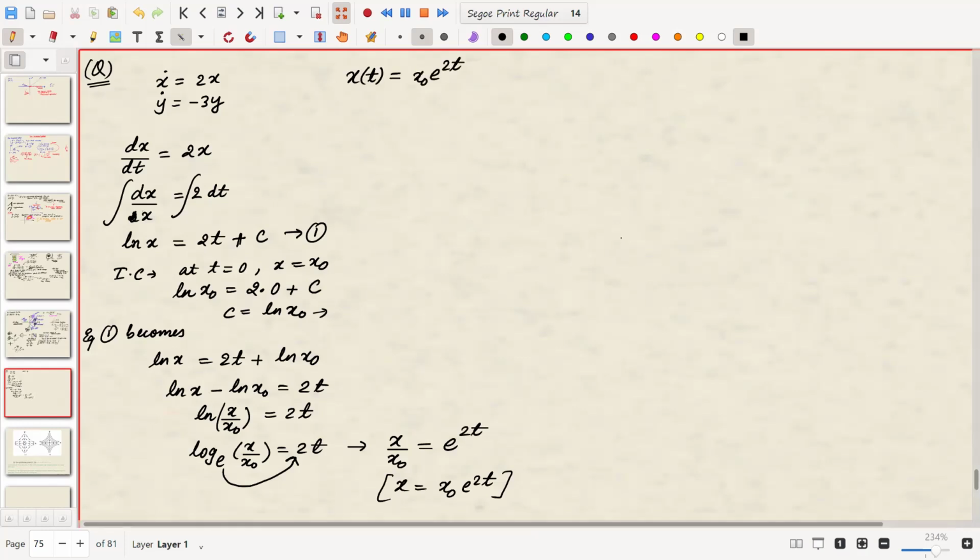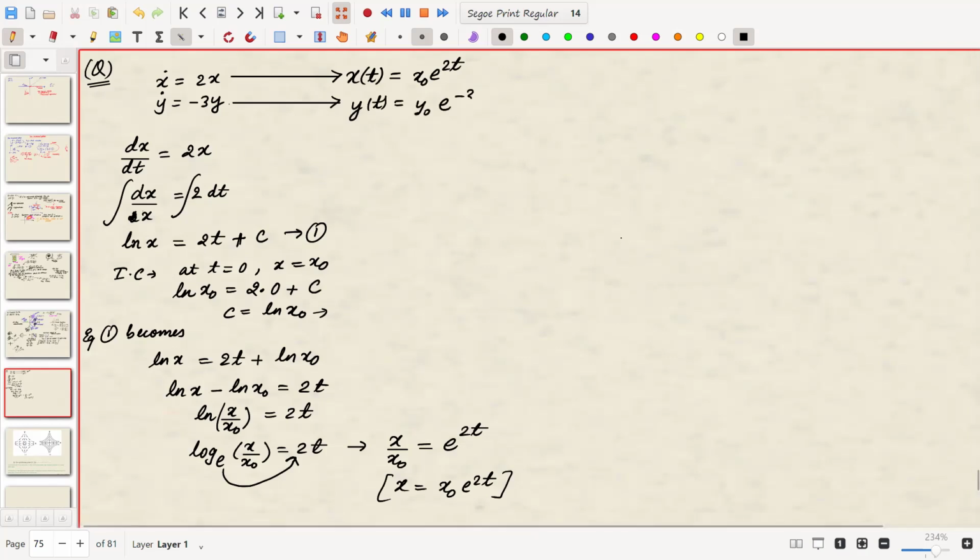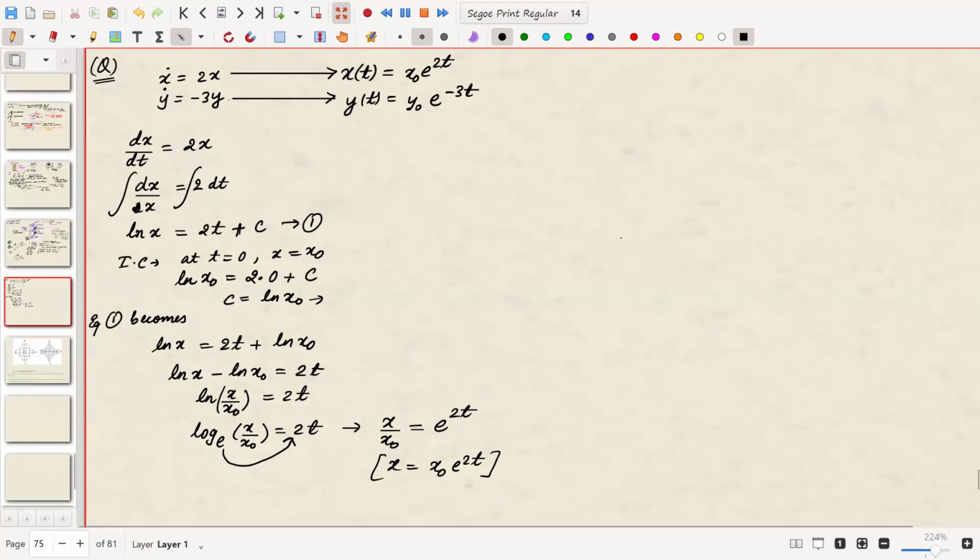Okay. Similarly, can you say what this value will be? From this you got this. From this, what will y of t equal? Similarly, you will have y naught e to the power minus 3t. Yes, that's just coming from common sense. Now, just by looking at this, can you predict how the solutions look in your xy plane? Just observe how x is changing with time.